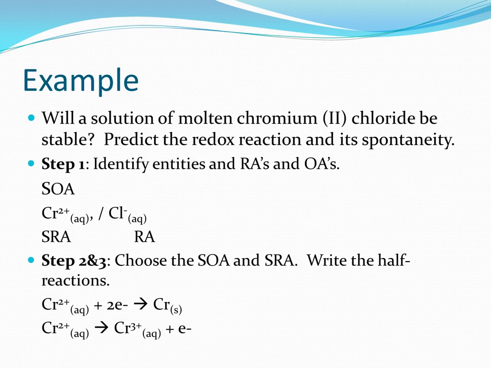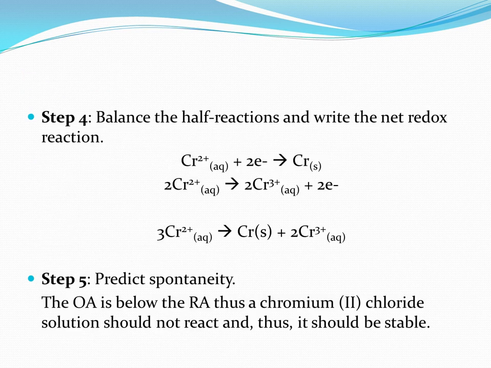This example with molten chromium(II) chloride shows how to predict disproportionation reactions. The only entities are chromium ions and chloride ions because the solution is not aqueous. The chromium ions are both the strongest oxidizing and strongest reducing agent. Write the half reactions from the data booklet. Here the electrons from the two half reactions are balanced, and then the reactions are combined. The oxidizing agent is below the reducing agent in this case, so the reaction is not spontaneous.